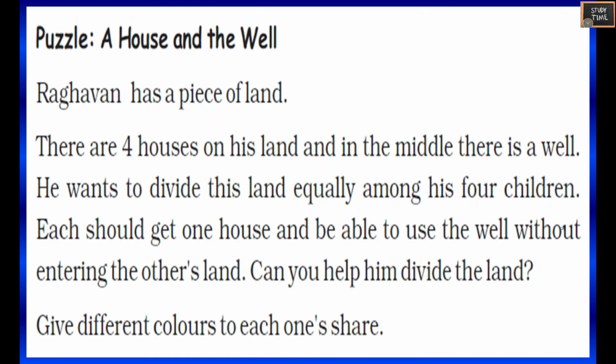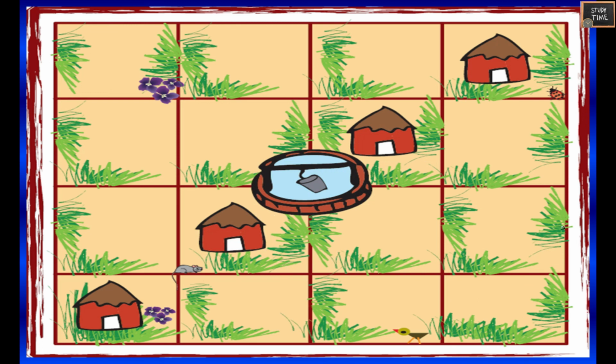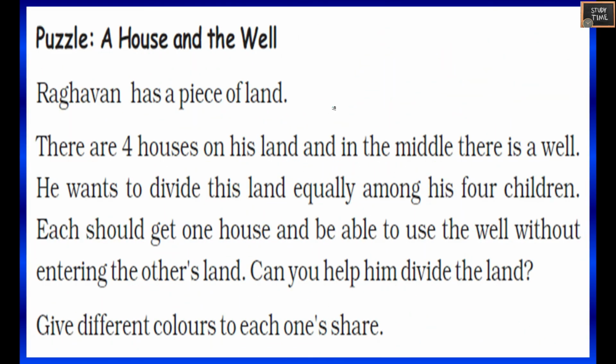Next, a house and the well. Raghavan has a piece of land. There are 4 houses on his land and in the middle there is a well. This is the piece of land. Here you can see the well. He wants to divide this land equally among his 4 children. Each should get 1 house and be able to use the well without entering the other's land.